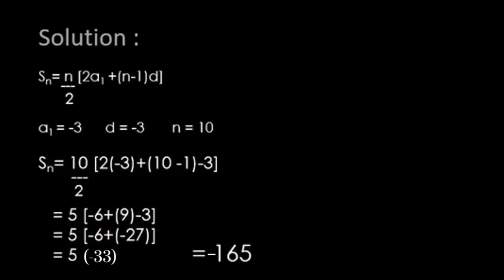We multiply 9 times negative 3, which is negative 27. Then negative 6 plus negative 27 equals negative 33. Then multiply negative 33 times 5. And our answer for S sub 10 is negative 165.